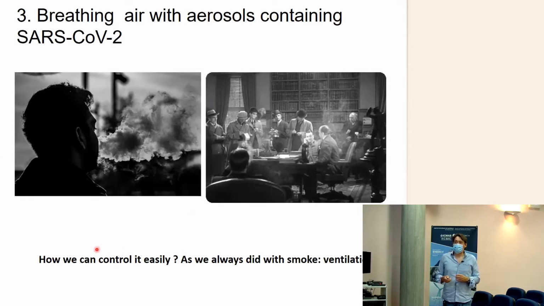So the question is how we control it? Well, we control it as we always did with smoke, through ventilation. And this is the main point of our group AIREAMOS. We know that to control this transmission path, what we have to do is ventilate. And the question is, how do we know if ventilation is good enough? Because we cannot directly measure the amount of COVID that we have in a room.